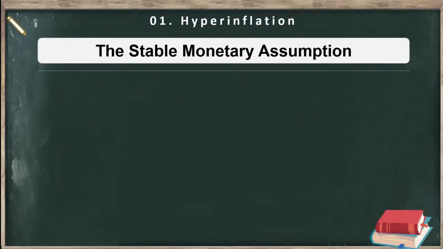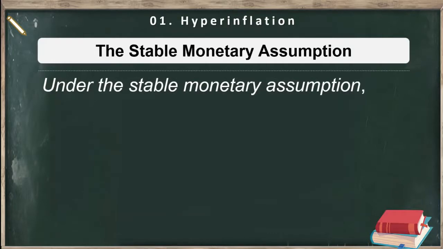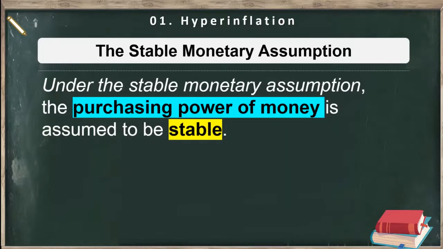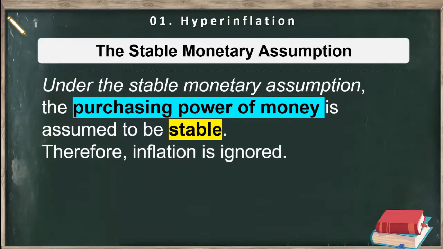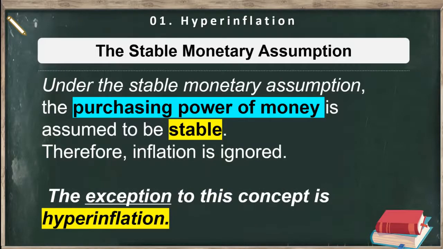In relation to hyperinflation, before we go to that term, we need to understand the basic assumption in accounting. We have the stable monetary assumption. If you can recall, this is one of the assumptions. In the stable monetary assumption, the purchasing power of money is assumed to be stable. So we no longer consider inflation when we are recording the amounts in the financial statements. Therefore, the inflation will be ignored, but there is an exception to that if there is hyperinflation.